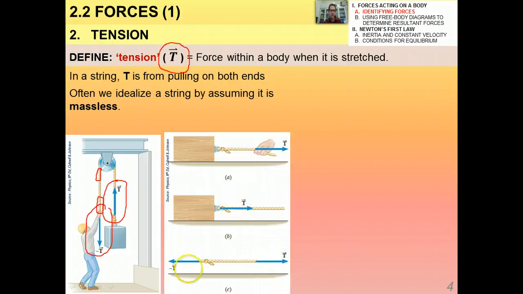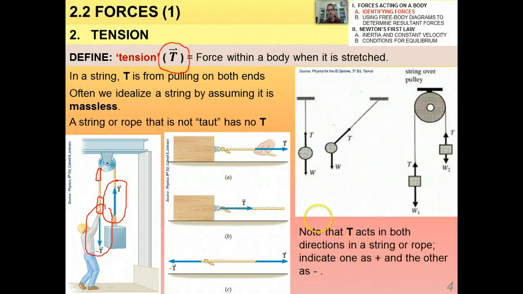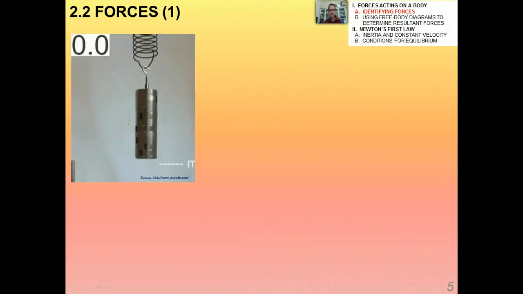You could be pulling with the same tension. The rope doesn't know. You could be actually either having a box sitting there, or having someone pull exactly the same tension in the other way, assuming that the box is not moving, okay? A string or a rope that's not taut has no tension at all, okay? So here are a couple of other examples of how we would draw tension and weight vectors on various objects, okay? And I want you to note that tension acts in both directions in a string or rope, and we usually indicate one is positive and the other is negative, okay?